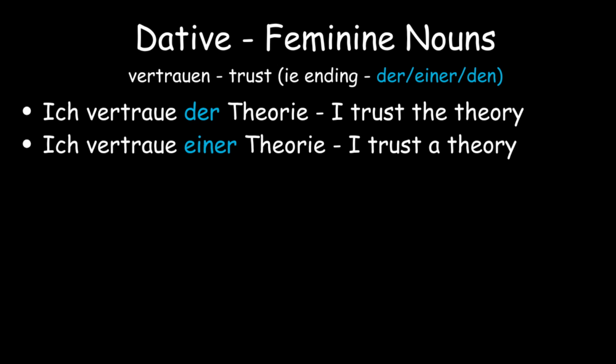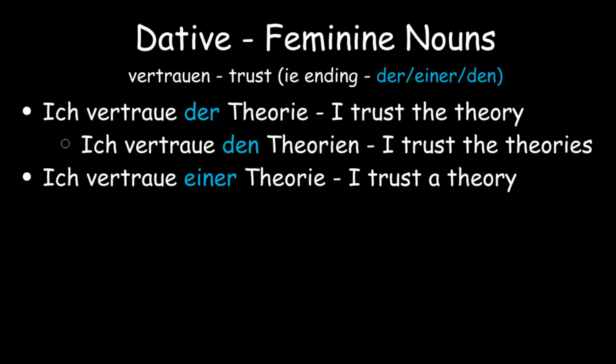Here we have the verb vertrauen. Ich vertraue der Theorie. Ich vertraue einer Theorie. To pluralize it, change the article and noun. Ich vertraue den Theorien. It's dative because of the verb and articles.